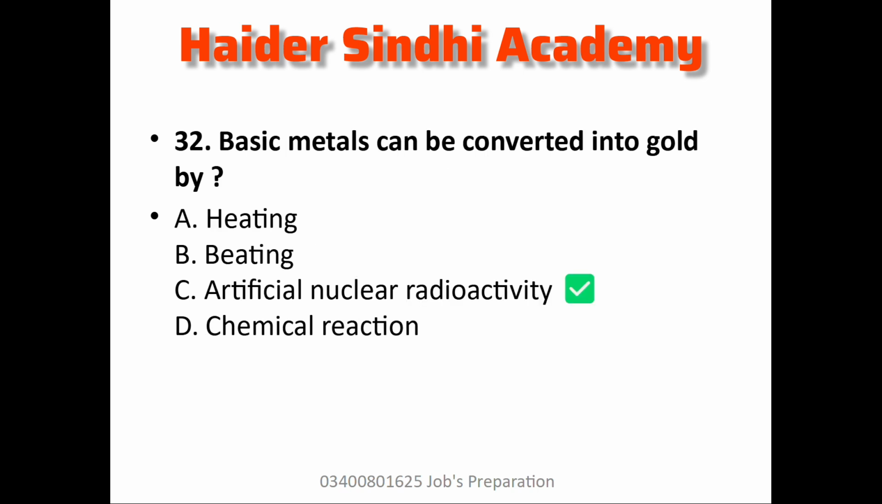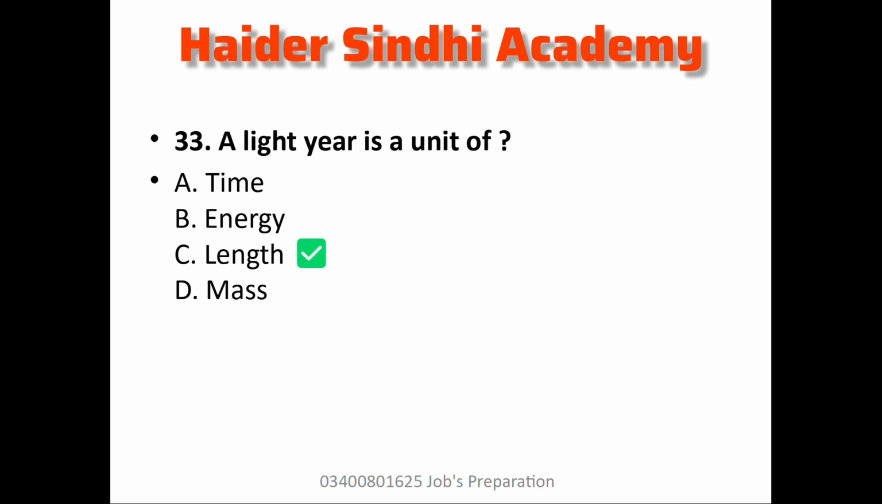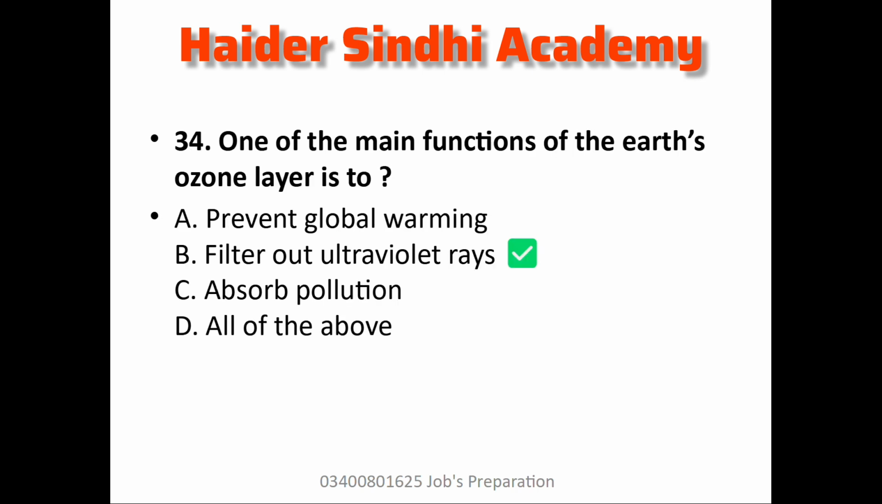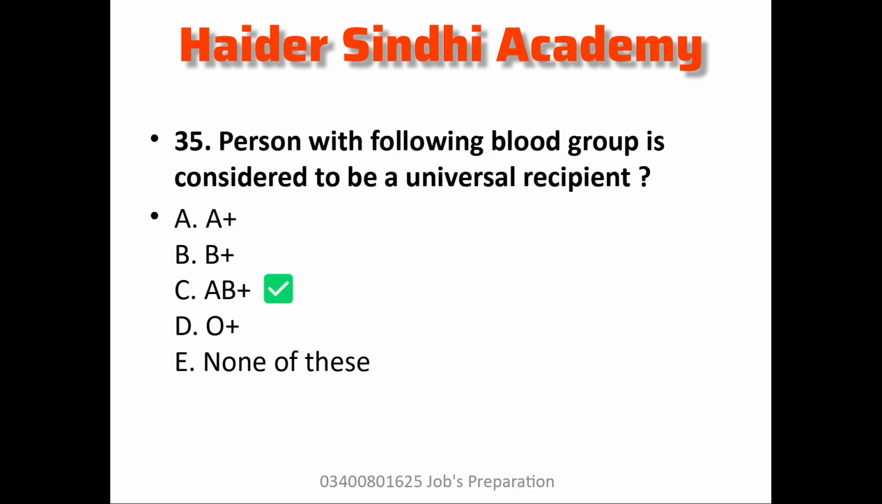Basic metals that can be converted into gold by artificial nuclear radioactivity. Metals can be converted into gold by artificial nuclear radioactivity is the correct option. A light year is the unit of length is the correct option. One of the main functions of Earth's ozone layer is to filter out UV rays. Ultraviolet rays are the correct option.